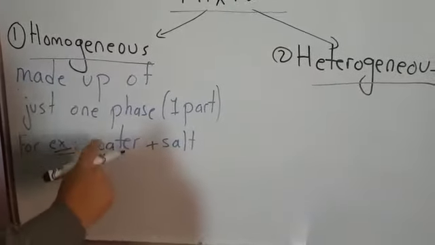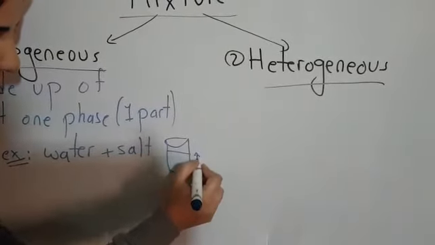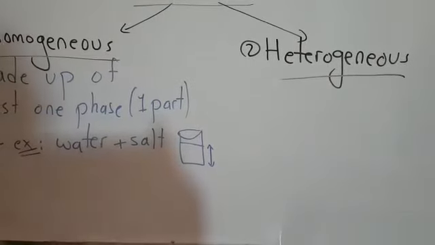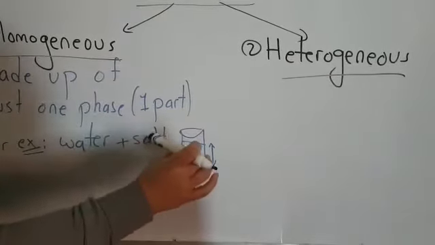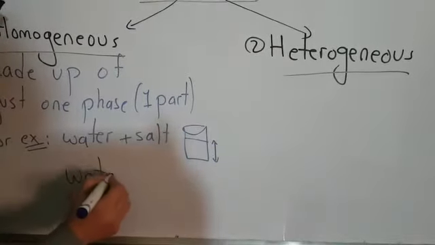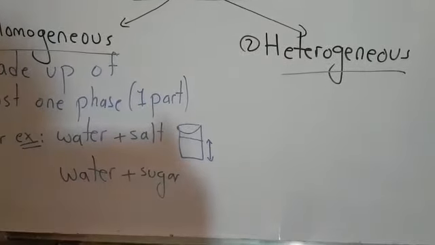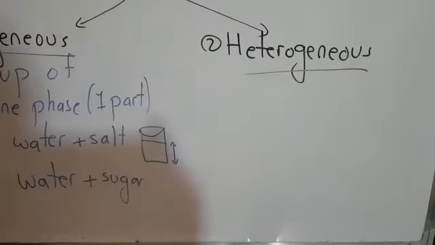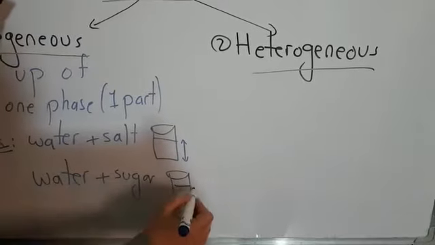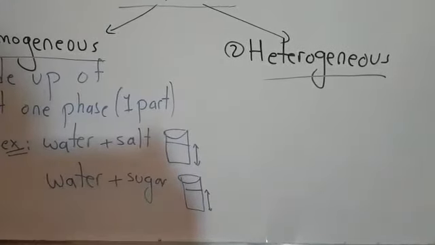Why? Since when we mix water plus salt, we have one phase, one part. We can't distinguish between the water and the salt. When we mix them together, we can't differentiate between them by our naked eye. The second example, water plus sugar. When we mix water plus sugar, two substances, we get a homogeneous mixture, which means we have here one part or one phase. So we can't differentiate between sugar and the water.